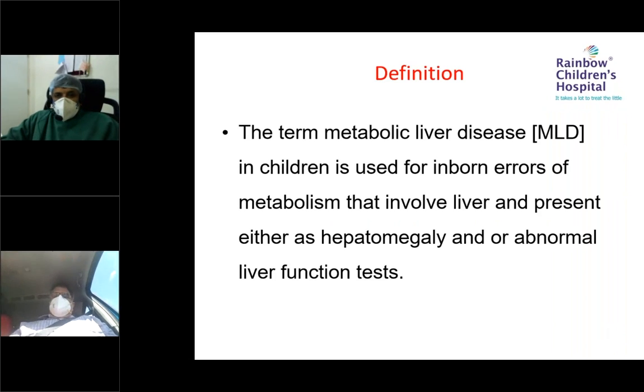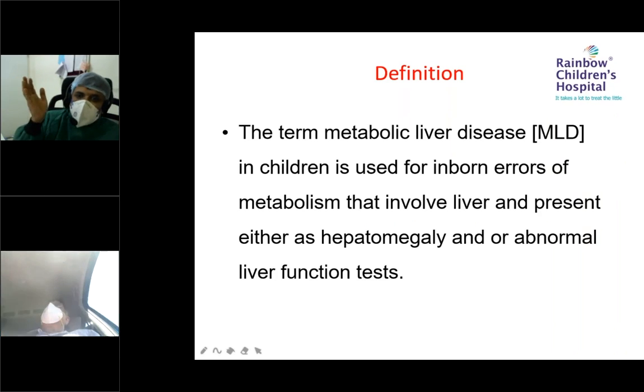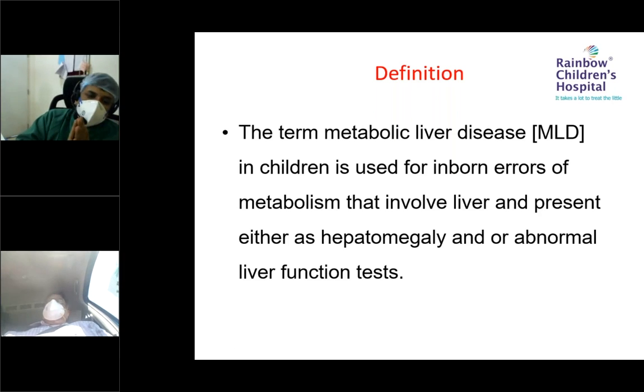So, the term metabolic liver disease in children is used for inborn errors of metabolism which involve the liver, and they either present as hepatomegaly, that is the child will have only an organomegaly, and or abnormal liver function tests in the form of elevated serum transaminases, or in the form of prolonged PT or APTT or hypoalbuminemia, etc.